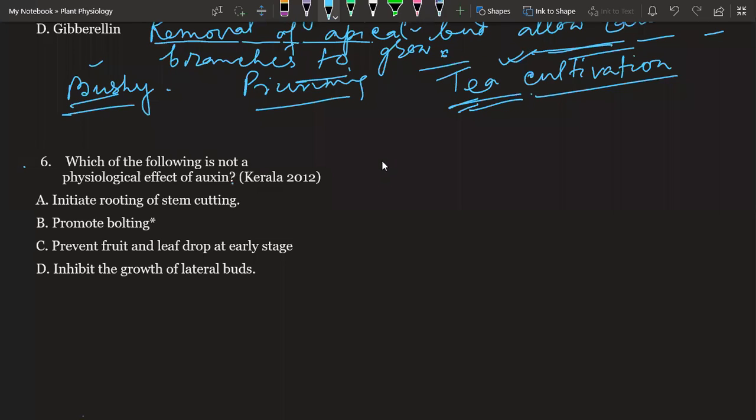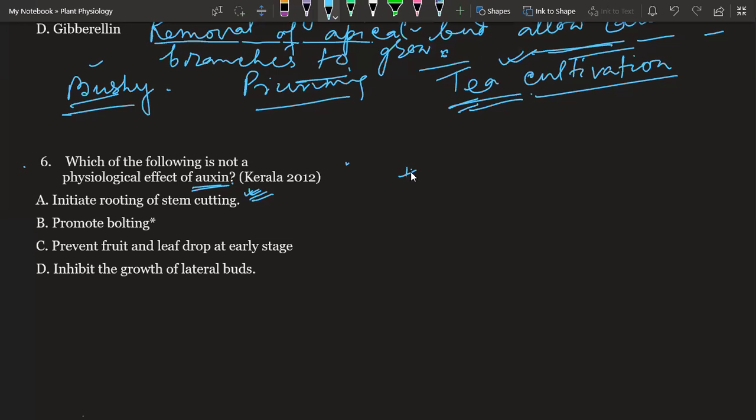We have seen apical dominance, and prevention of abscission. Here, this is initiating rooting of stem cutting. I told you initially that auxin initiates root formation. This is the physiological effect of auxin in those plants which are planted by their stem cutting. If auxin is applied in those plants, then the root formation process is faster.